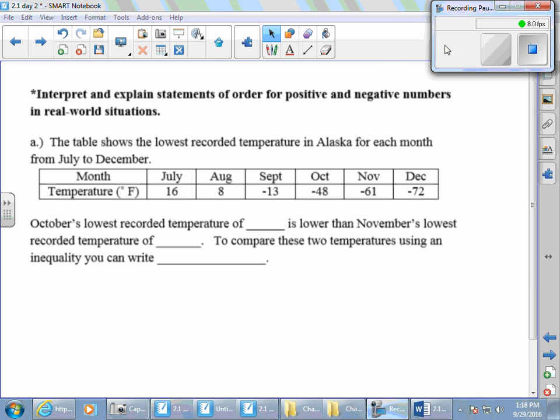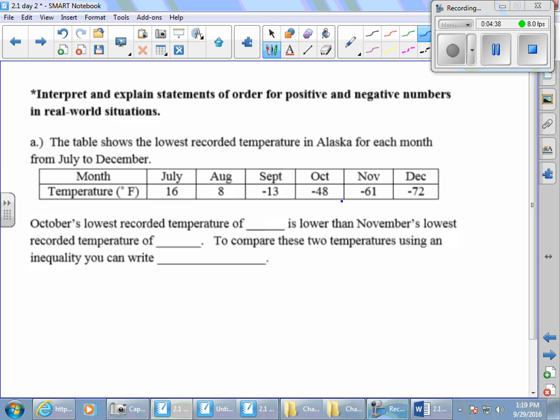Let's continue on. The second thing we're going to do today is really make sure we're understanding these things. We're going to be comparing things and we want to understand them. So here it gave us a table. This is trying to make it real world for us. Temperatures in Alaska. While we don't live in Alaska, that is relevant to our country. So if we look at this table, we have July, August, September, October, November, December, and we have the temperatures of that time.